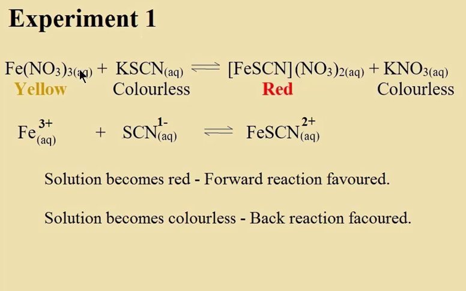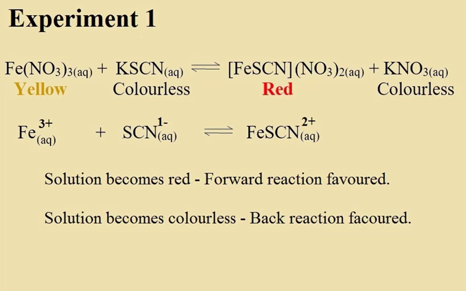That's only produced by the forward reaction. So if the red colour becomes more intense, the forward reaction is favoured. Equilibrium moves to the right. If the red colour disappears, or the reaction becomes more yellow-like in colour or colourless, then the iron thiocyanate complex is being used up to turn into the original potassium thiocyanate and the iron nitrate. The back reaction is being favoured as that red colour disappears.